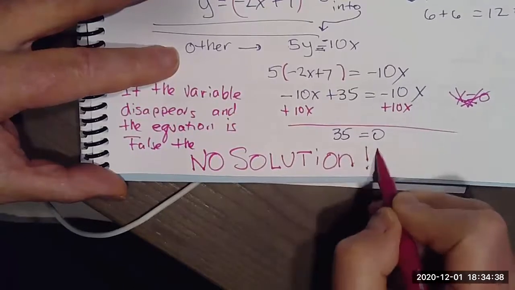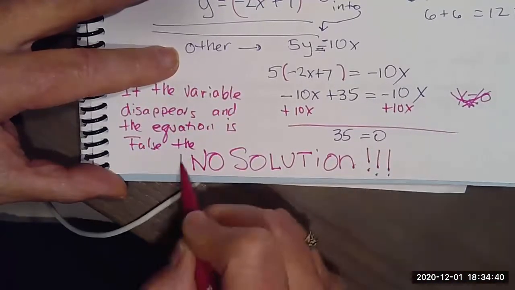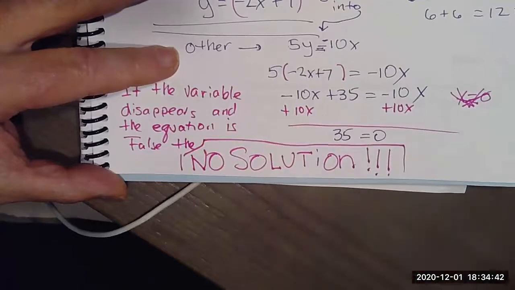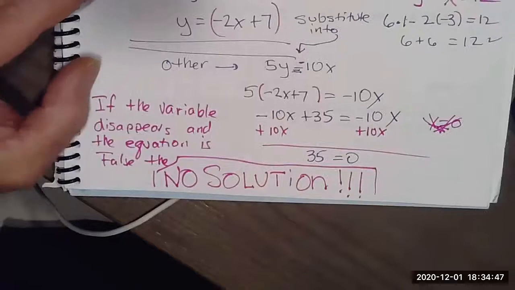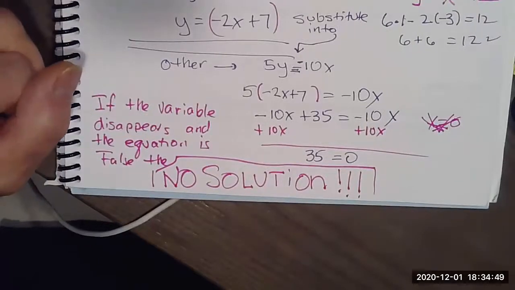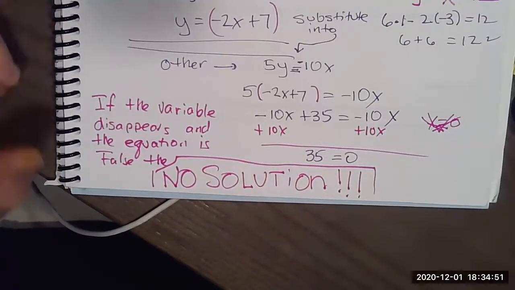Exclamation mark 3 times. That's the result. And that would tell you guys also they're parallel lines. Originally, they're parallel lines. You just didn't graph them and didn't know, but that's what's going to happen. They're parallel lines. They have the same slope.